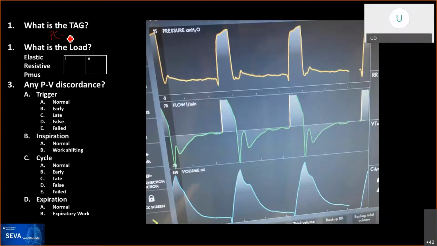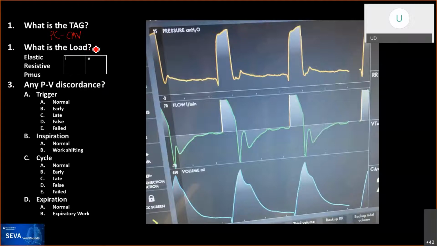The second thing is the breath sequence. Is every breath the same? Then it's not IMV. So I think that every breath is the same. So this is not IMV. So I think this is CMV, and especially because you can see a bit of early cycling, the flow gets cut off. So I think this is CMV.